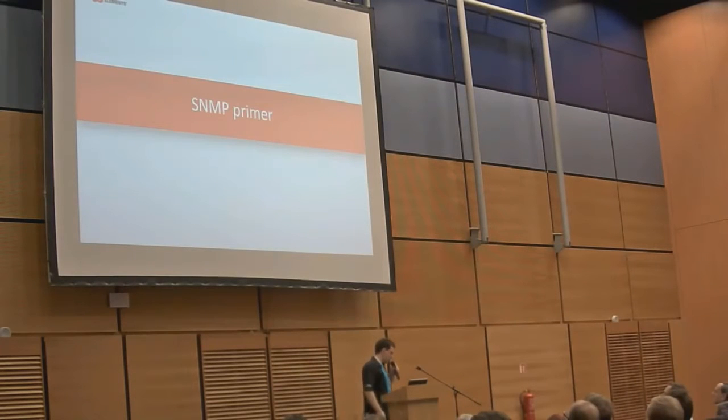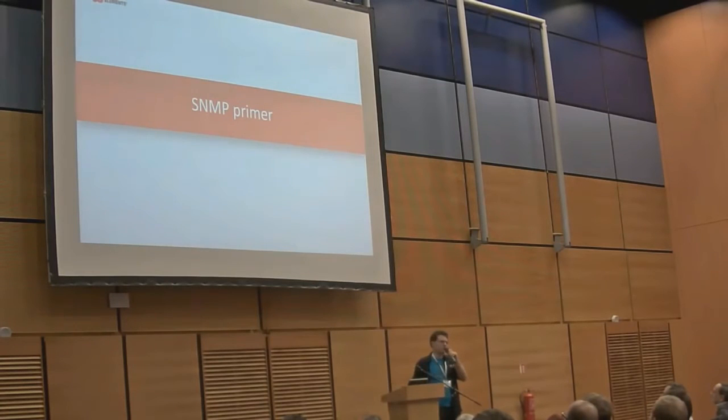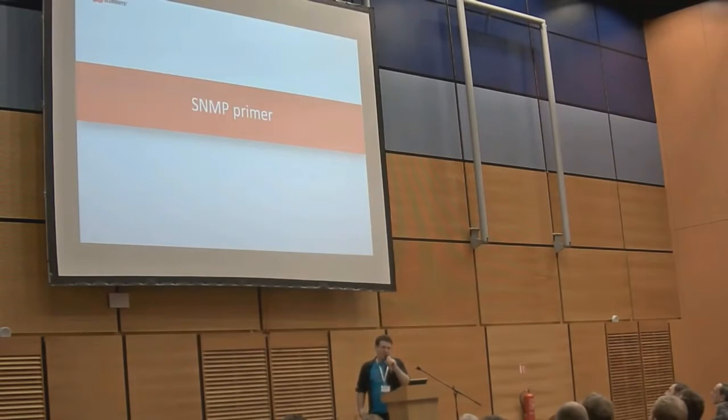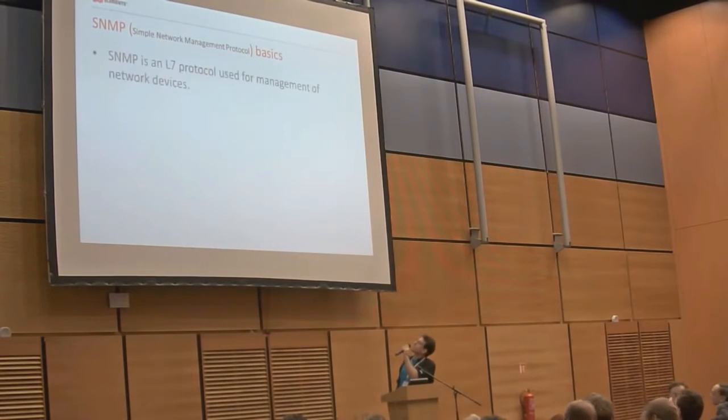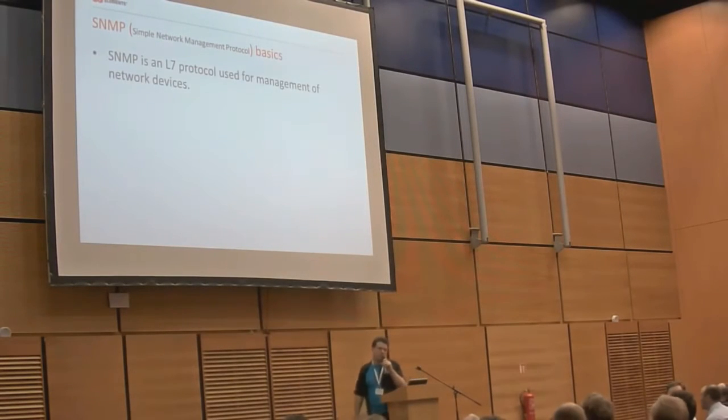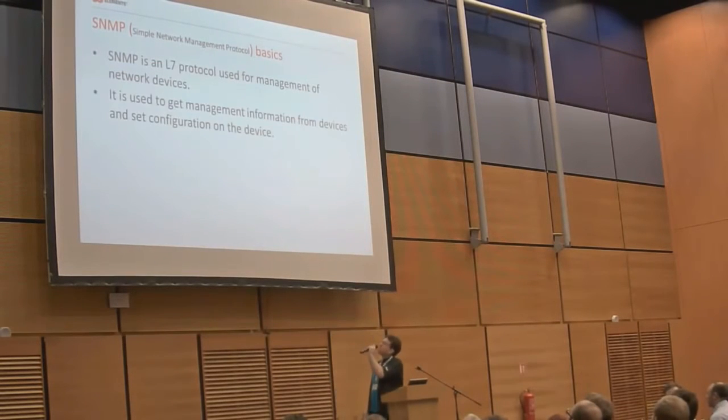So let's actually start with some theory, and this is the dry part of the presentation, so you will fall asleep. I will not blame you because this is a bit technical. And if you like that, then very good. So SNMP, Simple Network Management Protocol Basics. SNMP is a layer 7 protocol used for management of networking devices. And it is used to actually get management information and data and statistics from the devices. And SNMP can actually be used to set configuration of the device as well.